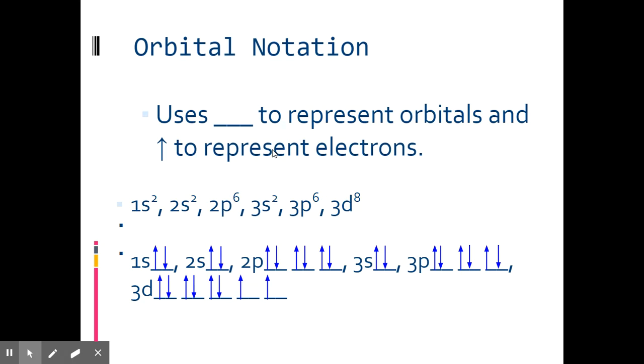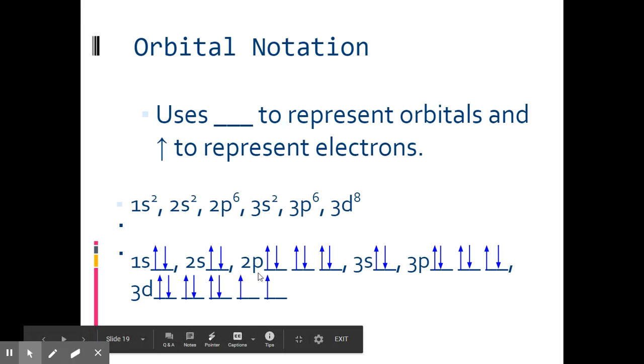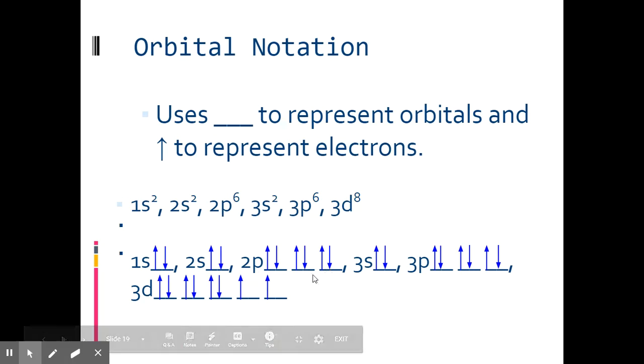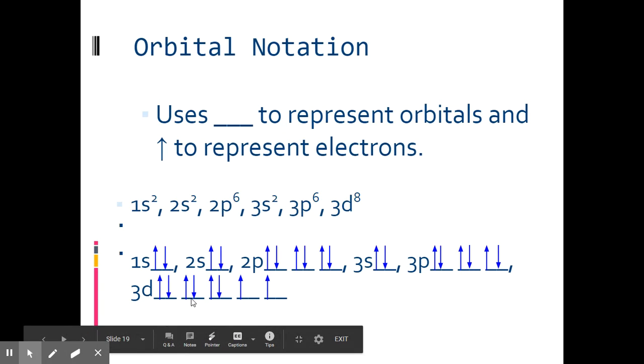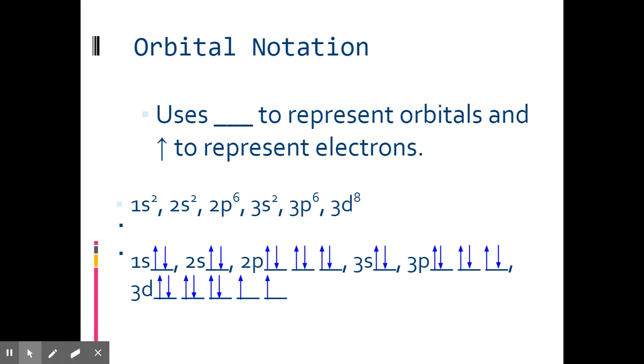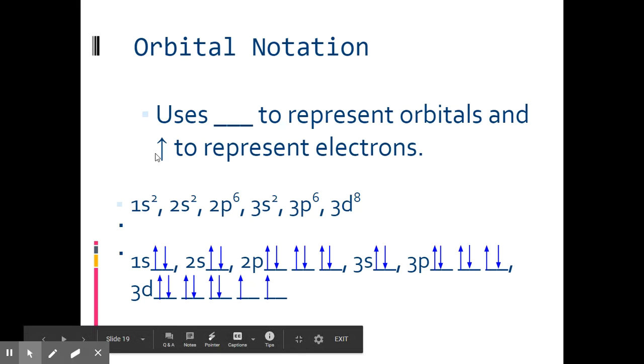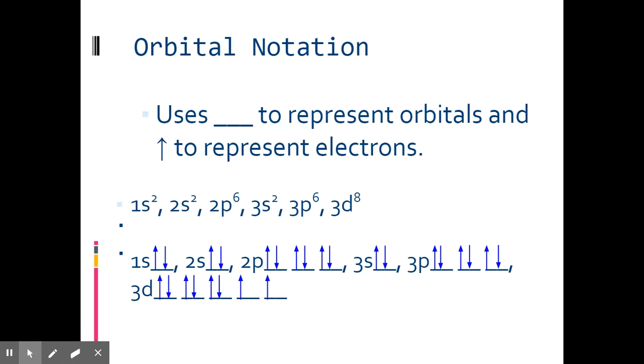Orbital notation is going to use a dash to represent how many different orientations we have for each shape. S's have one, so we would have one dash. P's have three, so we have three dashes. D's have five, so we have 1, 2, 3, 4, 5 dashes, and F's would have 7. Then we're going to use arrows to represent our electrons. An up arrow would be a positive spin, and a down arrow would be a negative spin.